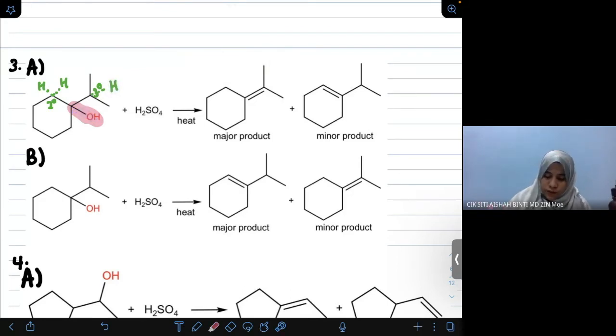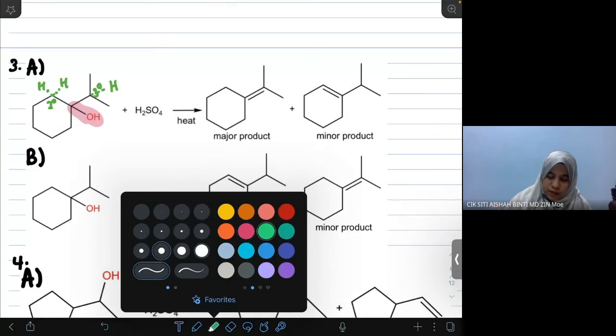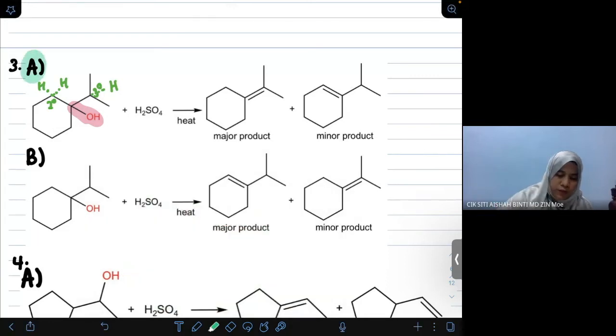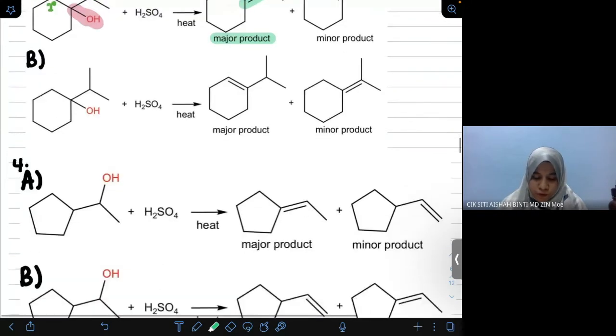So this one, this is the answer. For question number 3, the answer is A. So you have to consider, so bila kita remove hydrogen sini, so ni lah yang jadi kita punya major product. This one. Here is the major product. So that is for question number 3. So kita tengok question number 4.